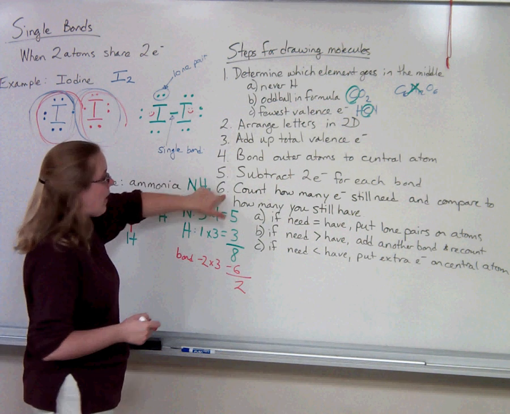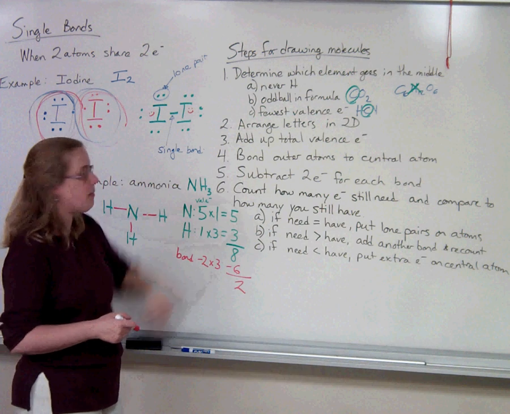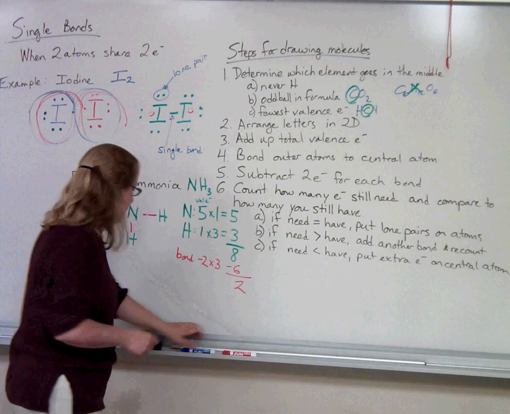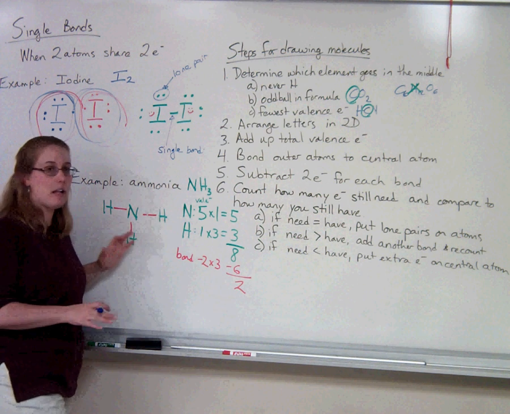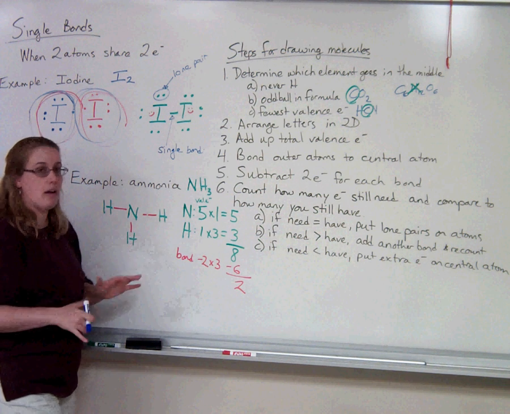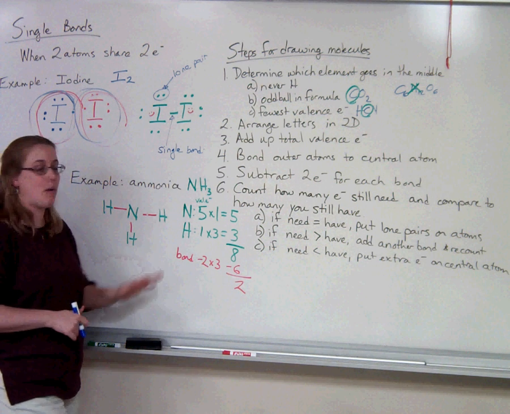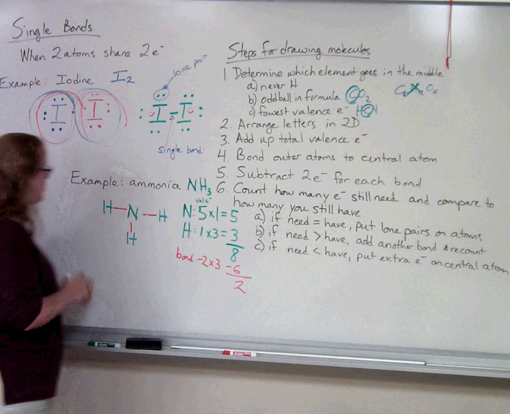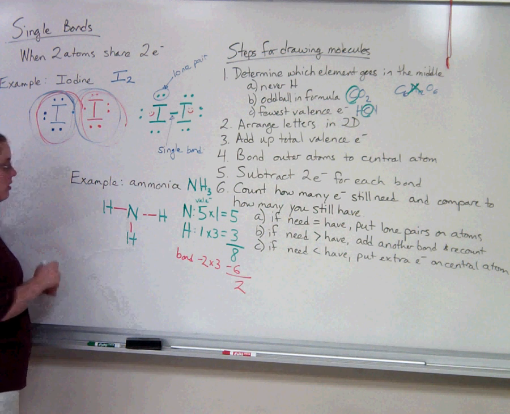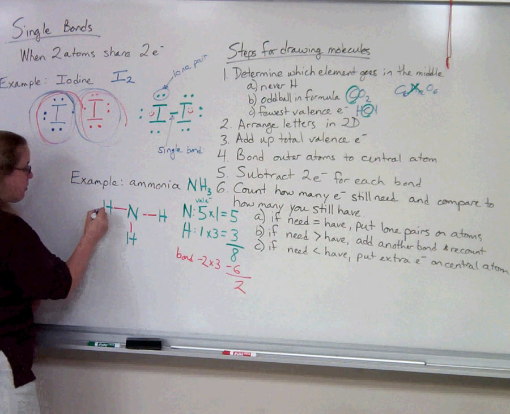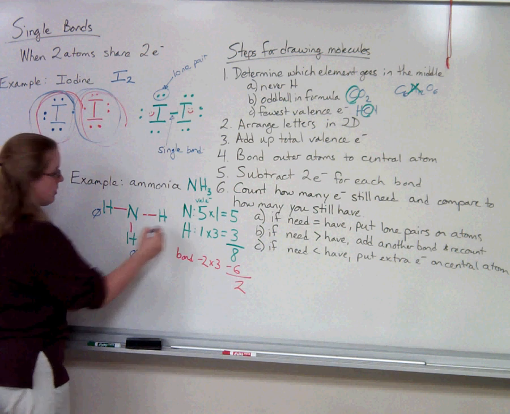Next, count how many electrons each atom still needs and compare it to how many electrons you still have. Now here's where it gets interesting. I told you before that hydrogen is a weird little atom. Hydrogen is the only one that is happy with 2 electrons. It does not want an octet. It does not want 8 electrons. It only wants 2. So this hydrogen wants 2 electrons. It has 2 electrons. So it needs no more electrons. And this hydrogen needs no more electrons. And this hydrogen needs no more electrons.